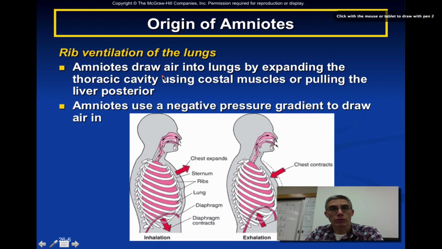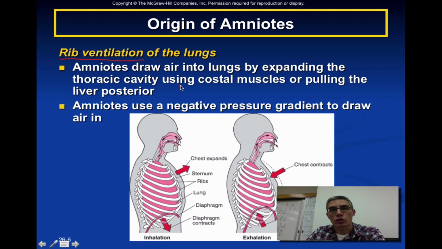Now another characteristic that we often note with the amniotes is the way that they actually respire. And what we do is we give that a special name. We call it rib ventilation of those lungs. Now we had looked at the lungs in the frogs that we had looked at in the previous chapter. So in this case we're still continuing with that idea that lungs are necessary to allow them to exchange gas between themselves and their environment.